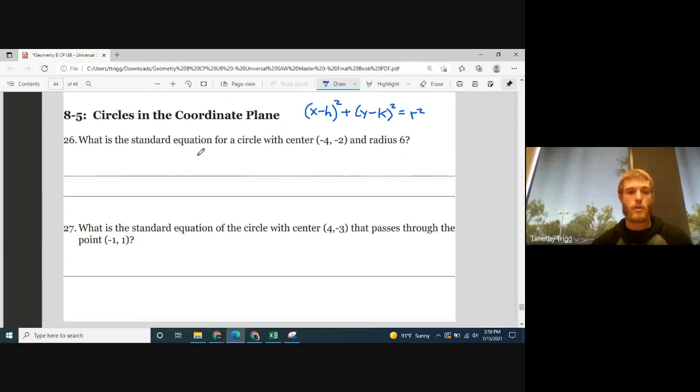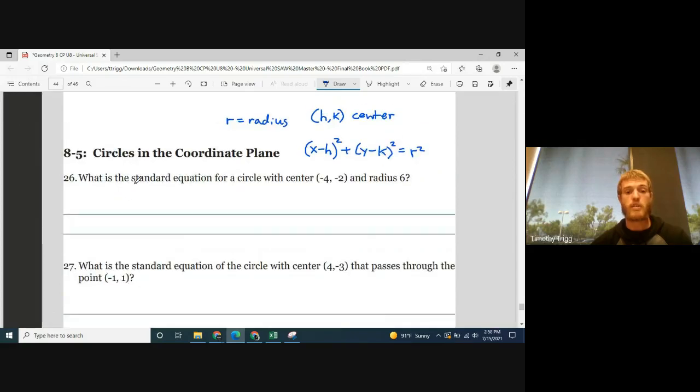Okay. So in our question 26, what is the standard equation of a circle with center at -4, -2, and a radius of 6? So this tells you your h, k, and r, and you just replace them into this formula. So notice our formula says x minus h, so that's going to be x minus -4. So that's going to make it x plus 4. So when you see that minus negative, that's going to make it a plus. I know it's a little tricky, but that's how it works.